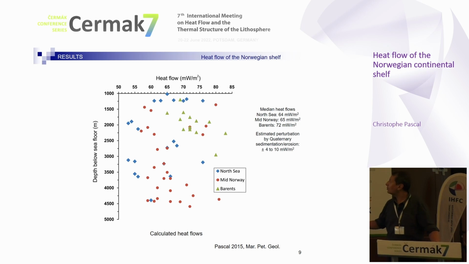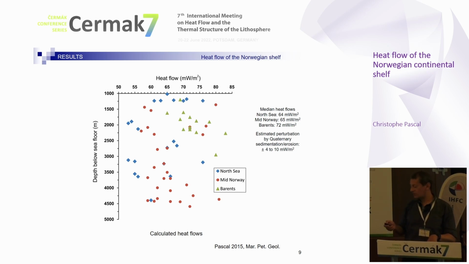Okay, so on one plot, all our determinations. Blue is the North Sea. We got something which is relatively stable, I would say, with some variations, but still okay. There is no trend with depth, at least in the North Sea. This is the value we got, about 65 milliwatts per square meter. The same value for the mid-Norwegian shelf, here in red, 65 again. In the Barents Sea, we got higher values, 72, and some kind of trend, but not really well defined because we were limited in the number of wells we could calculate here.